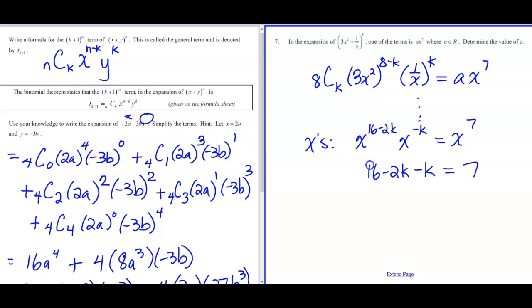You can show it as x to the that equals x to the 7 if you want, but this plus this has to equal 7, because we're multiplying powers with the same base. So that's 16 minus 3k equals 7. What's that? Negative 9. k equals 3. If you get a negative for k, you did something wrong.